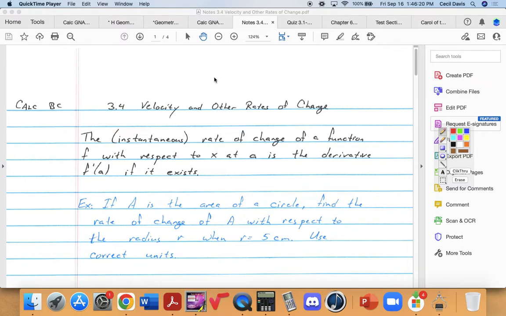So mostly what we've been doing is looking at this graphically. Graphically, the derivative at a is the slope of the tangent line, or the slope of the curve at a. But in the broader context, outside of a graph, it's the instantaneous rate of change of the function. And if that function actually represents a real thing, then we have something interesting that we can talk about.